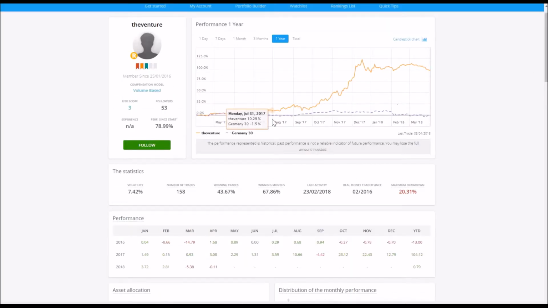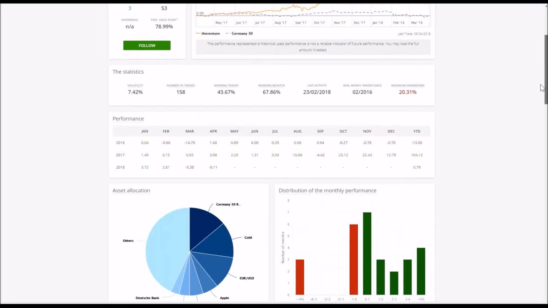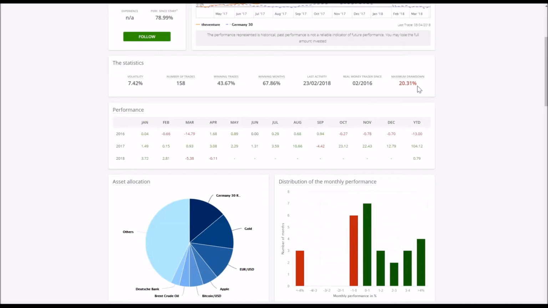So some people in their background have a mix of maybe trading on a demo account for 6 months and then switching over to real money. This one has been real money since way back in February 2016. So we have 2 years of track record with real money. Maximum drawdown, 20%. I talked about that figure, how much profit is given back along the way.